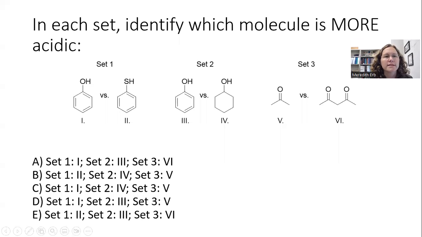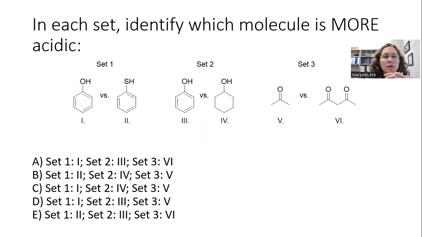This question asks, in each set, identify which molecule is more acidic. So we've got 3 sets of molecules. And again, you can use the quantitative method or the qualitative method. In an example like this, it might be a little bit harder to use the quantitative method because there might be some molecules that are harder to look up.